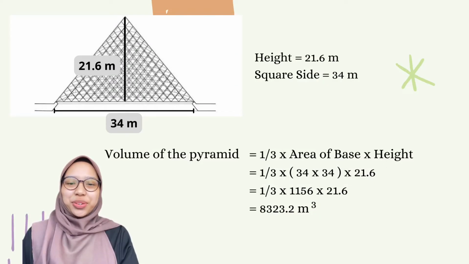Now, I want to present how to calculate the volume of the Louvre Pyramid. First of all, the formula for the volume of a pyramid is 1/3 multiplied by base area multiplied by height. The height of the pyramid is 21.6 meters and the base area is 34 multiplied by 34. So, 1/3 multiplied by 34 multiplied by 34 multiplied by 21.6. The answer is 8,323.2 cubic meters.